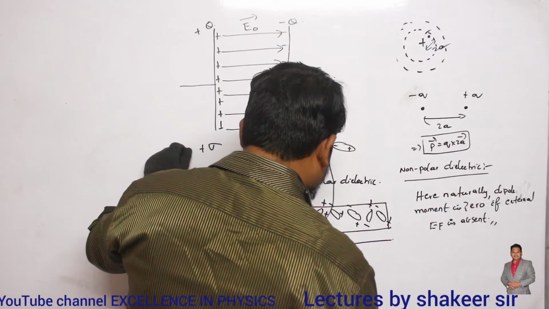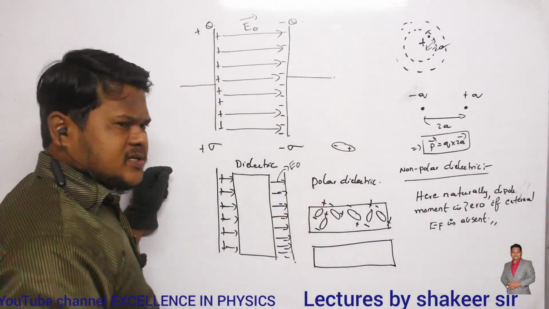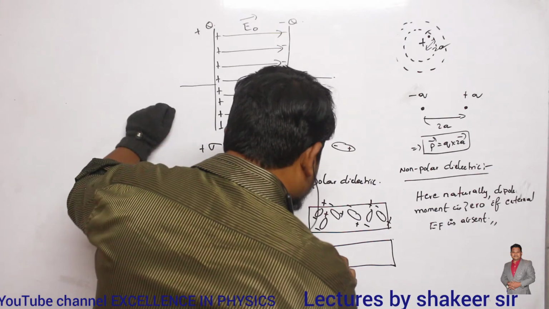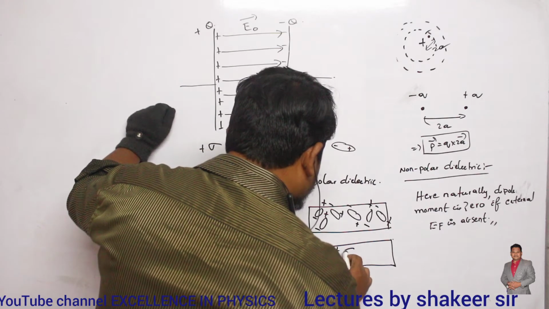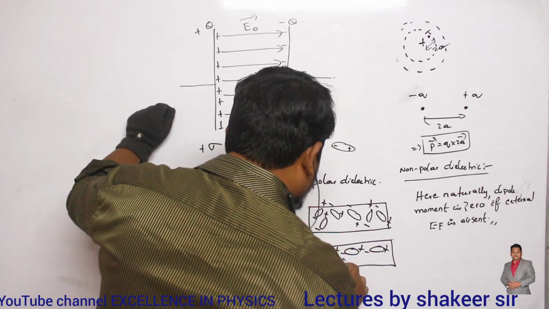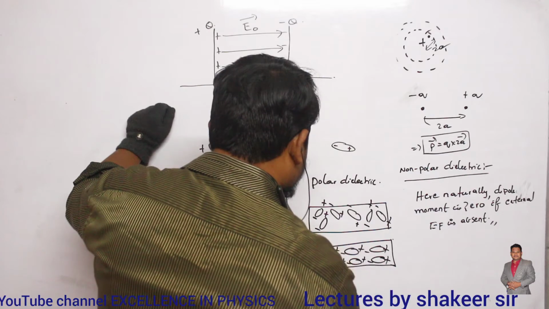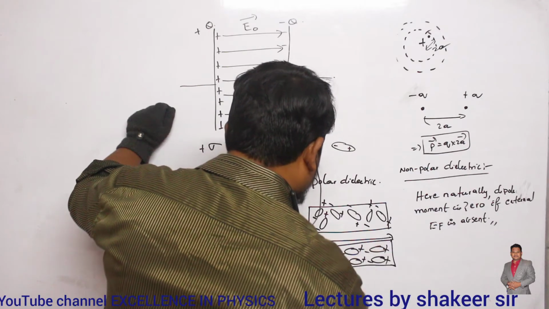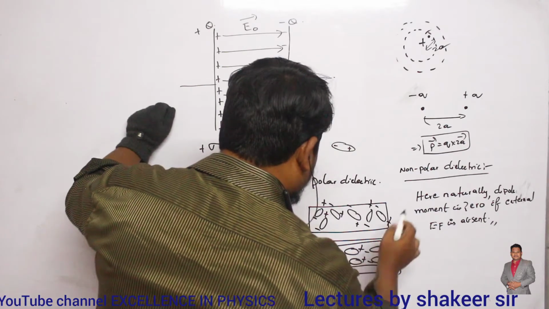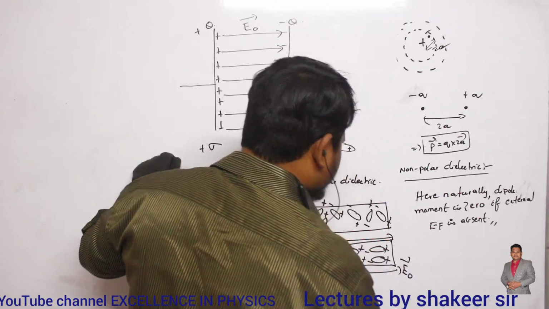All these molecules will align themselves in the direction of the electric field. How will they align? Negative, positive, negative, positive, negative, positive. Clear? So this is the arrangement of molecules of a dielectric if an external electric field E0 dash is applied.